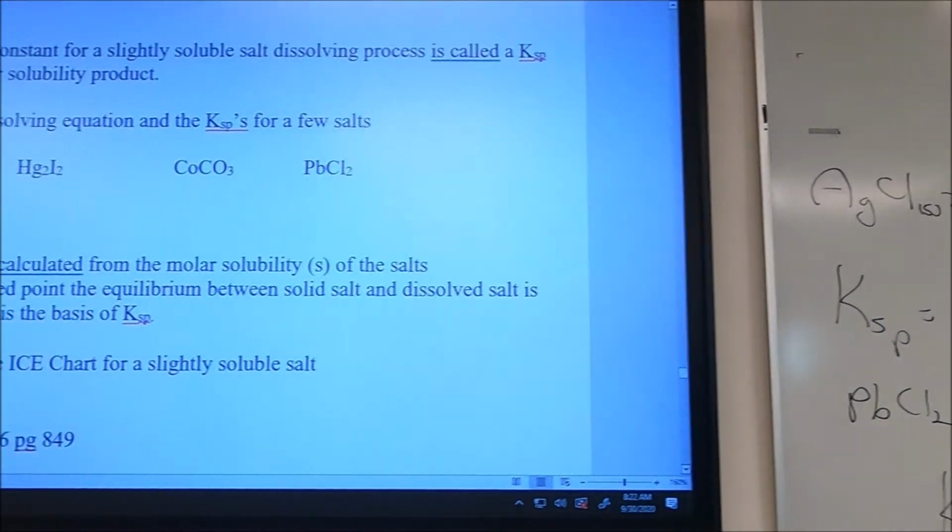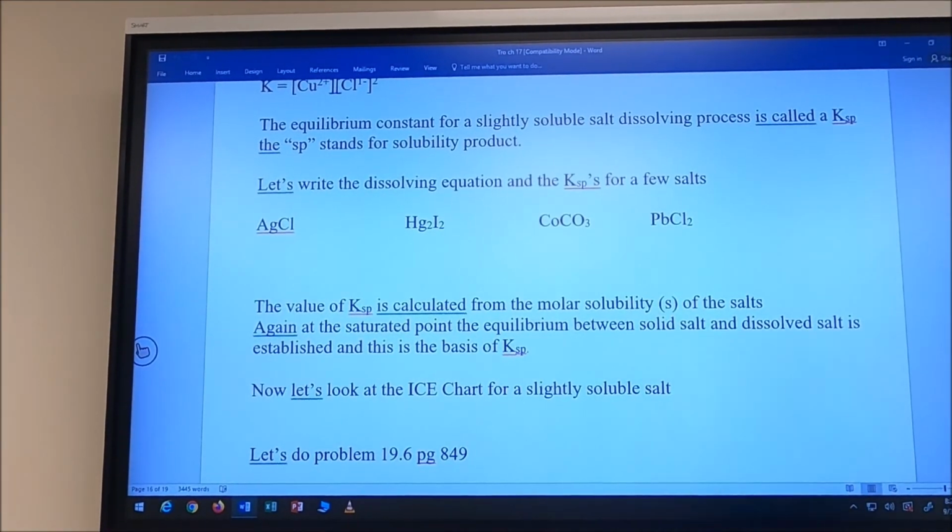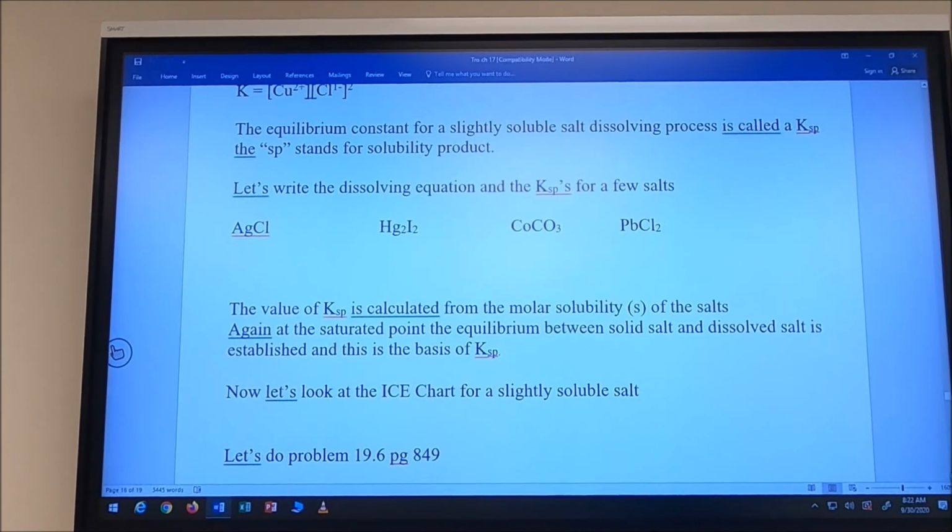Now, the value of KSP can be calculated from the molar solubility of the salt. Again, okay, the saturation point, the equilibrium point. So KSP and molar solubility are linked. So let's look at an ICE chart for a slightly soluble salt, and let's look at calculating a KSP. And guys, you're going to see that these are really nice and simple.